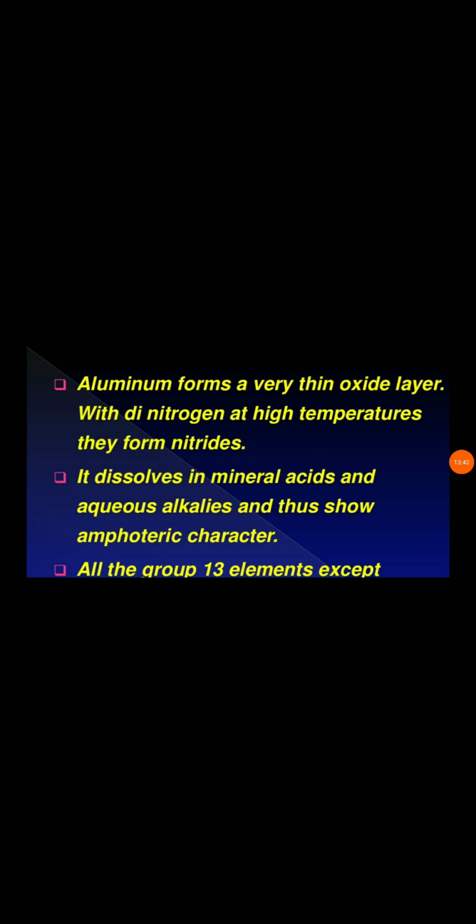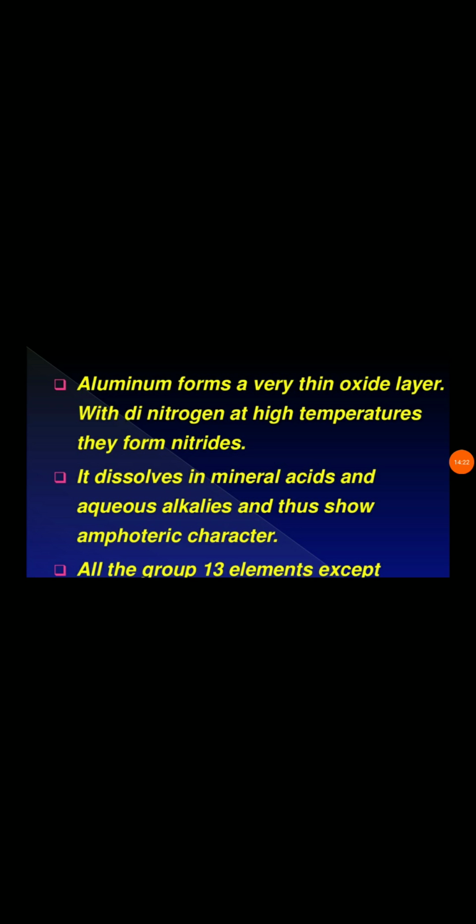Aluminium forms a very thin oxide layer with dinitrogen at high temperatures. They form nitrides. So aluminium and nitrogen, Al plus N2, gives rise to aluminium nitride. That means in air, the nitrogen gas composition is higher compared to oxygen, right? So this high percentage of nitrogen easily combines with aluminium metal, and aluminium nitride will be forming at high temperatures.